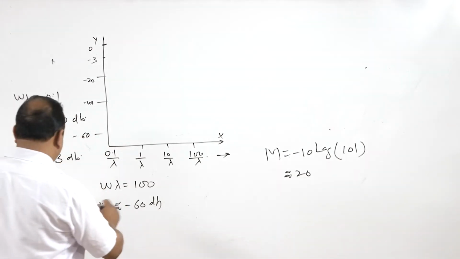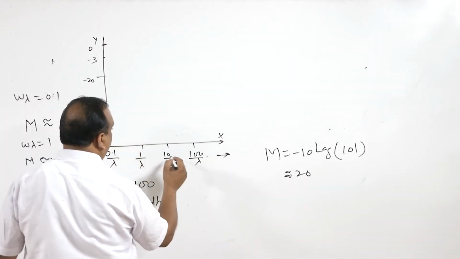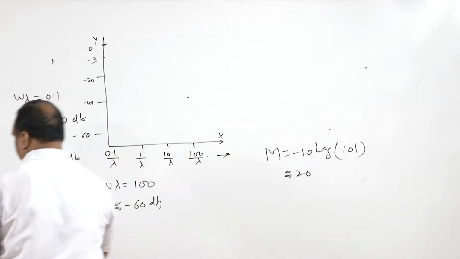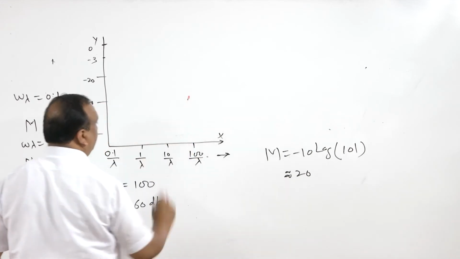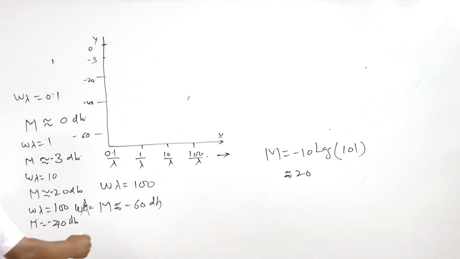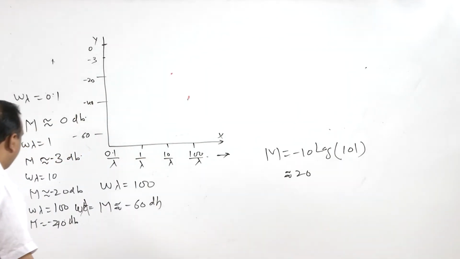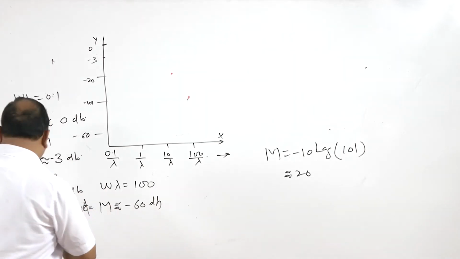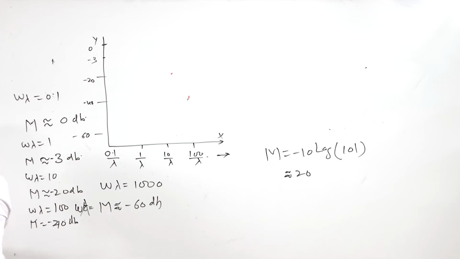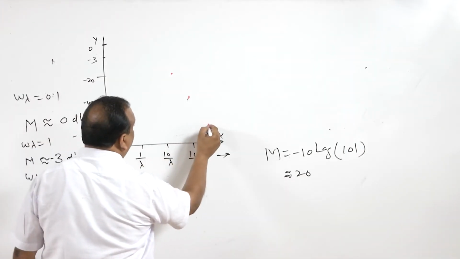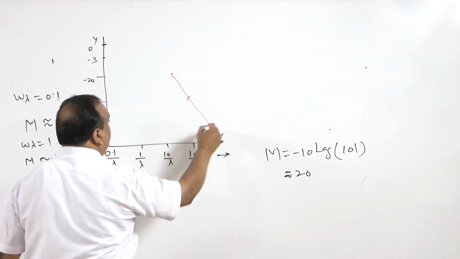So, for 100 it is minus 40. For 10 it is minus 20. For 1000 it is going to be minus 60. So, there is a linear relationship. Now, we have got the linear relationship, a difference of 20 decibels.